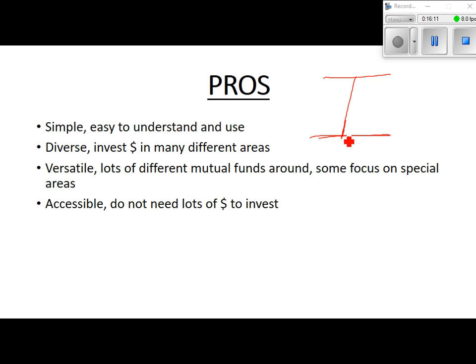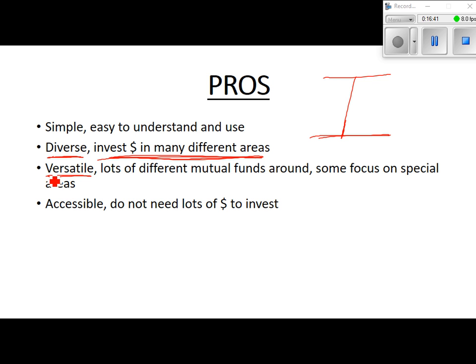A lot of mutual funds are diverse. They invest money in a lot of different areas, and what that's good for is the fact that if they don't have all their money in one area, like if they had all their money in Apple and Apple went under, then you lose all that money. So they invest it in different areas, so even though one company might be having trouble, another company might be making money. It's versatile, lots of different mutual funds around.